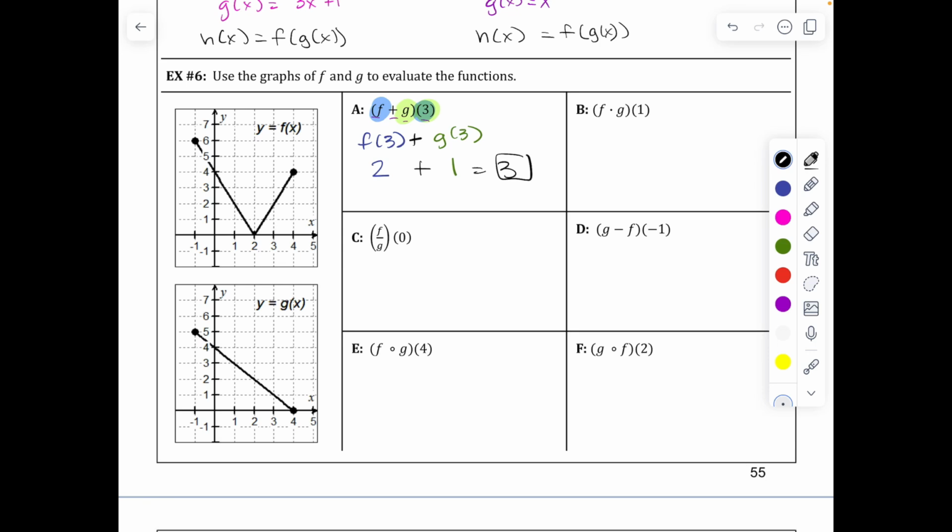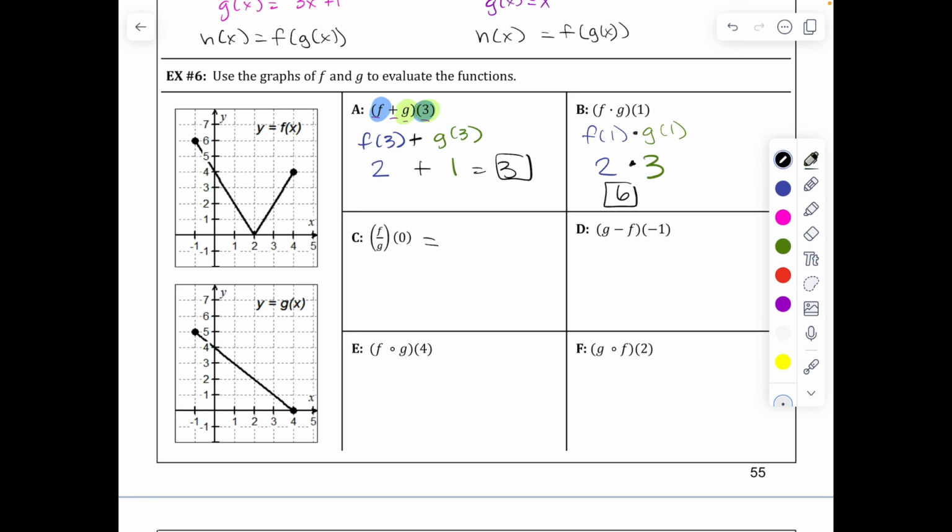Okay, so how about these values? So we're basically using those two functions to find the values. So let's go ahead and write this one out. So we've got f of 1 times g of 1. So let's find those values. F of 1, so we go when x is 1, f is 2, times g of 1, when x is 1, g is 3. So 2 times 3 is 6.